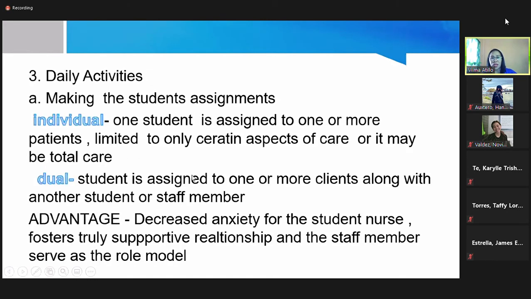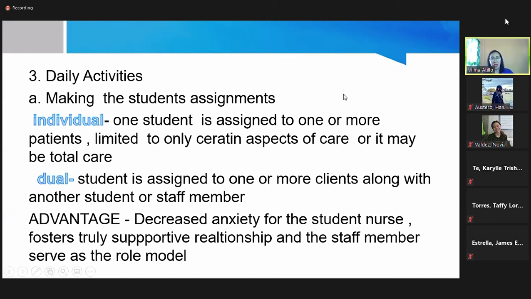Okay, daily activities, making the students assignments, so that we have an individual assignment. This is given to you during the pre-conferences, after the endorsement. Sometimes bibigyan ka ng isang patient, sometimes tatlo ang patient mo, sometimes lima, the worst. Minsan isa lang, pero isa lang with all the gadgets attached. So one student is assigned to one or more patients, limited to only certain aspects of care, or it may be a total care.